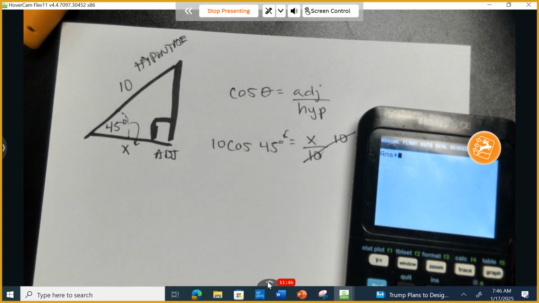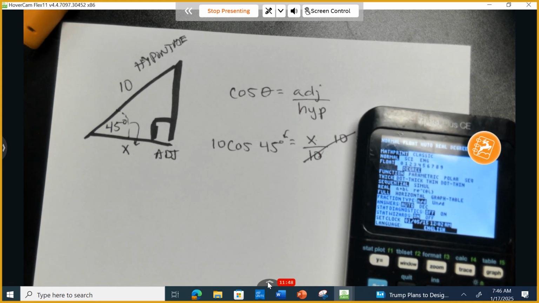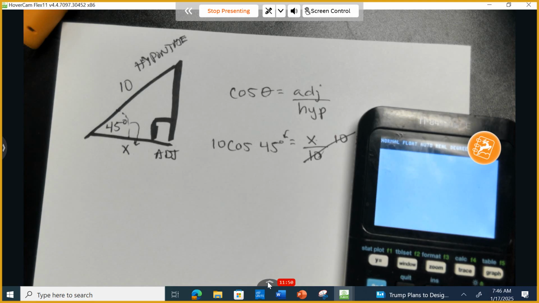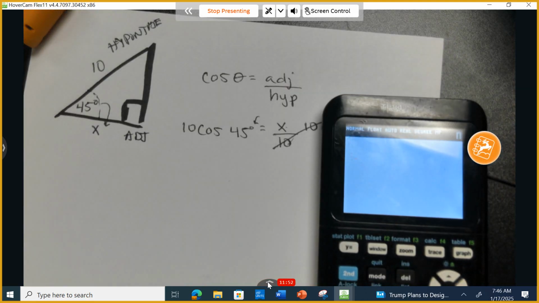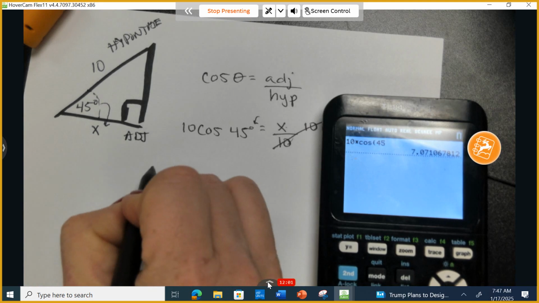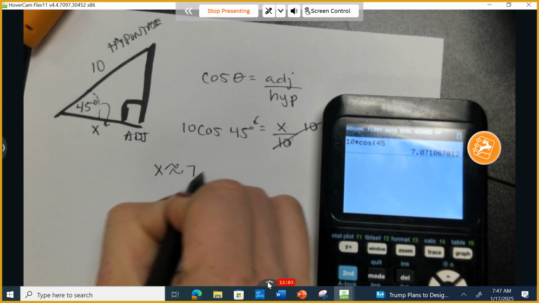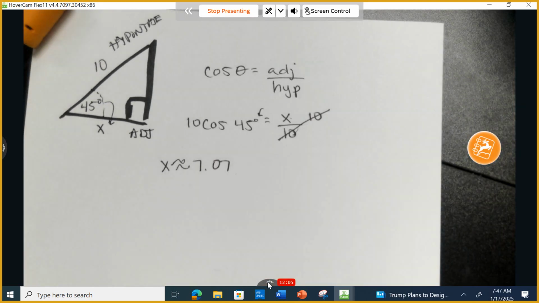So you're going to go mode. I'm going to do that one more time so you can see. Scroll down, go over to degrees, and press enter. And then I'm literally just going to plug it in like I see it. 10 times the cosine of 45. If you don't put it into degrees, you are going to get the wrong answer. Now let's round to the nearest hundredth. So x is approximately 7.07.